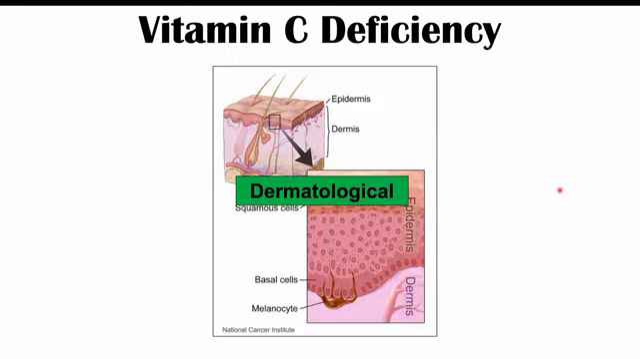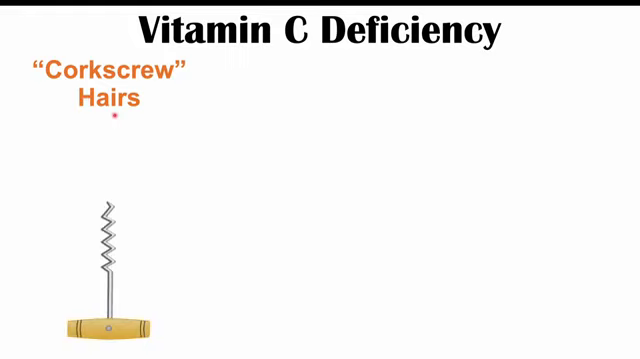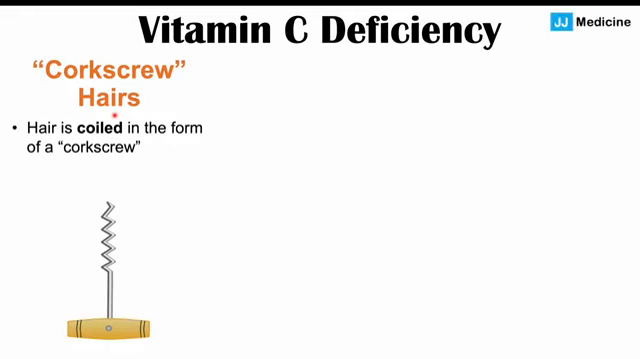The next category of findings we can see with a vitamin C deficiency are dermatological signs and symptoms. So these are going to involve the skin and the hair. So in a vitamin C deficiency or scurvy, we can see what we would call corkscrew hairs. So essentially the hairs can be coiled to look like a corkscrew. And the reason that this can occur is because, as mentioned before, vitamin C is important in collagen and keratin synthesis. So if there's issues with collagen and keratin synthesis, the hair itself can actually lose its proper shape. It can actually begin to become coiled like a corkscrew.